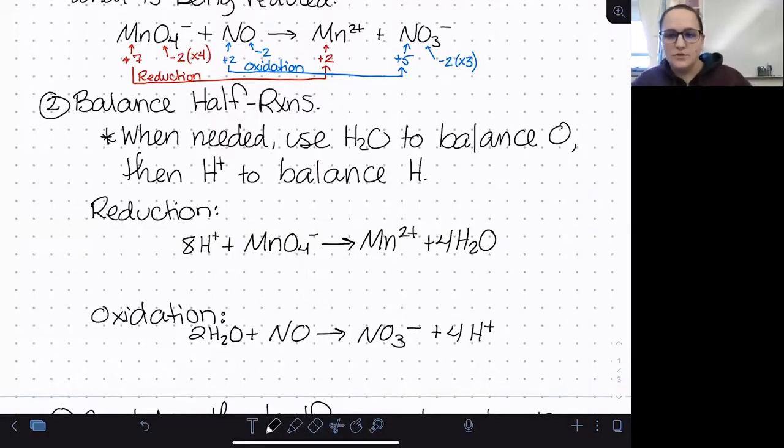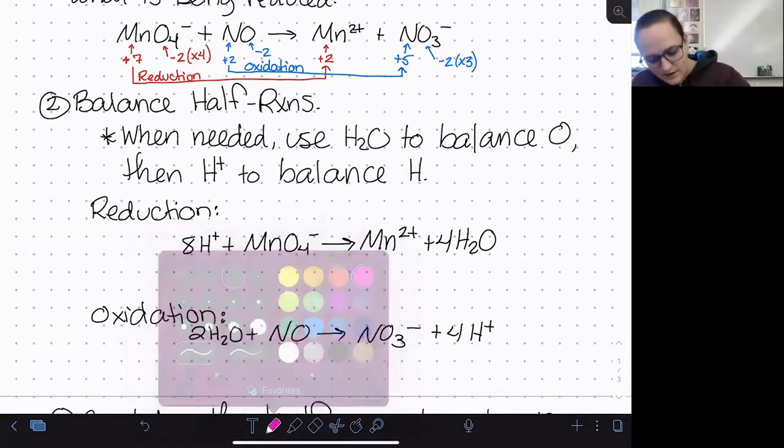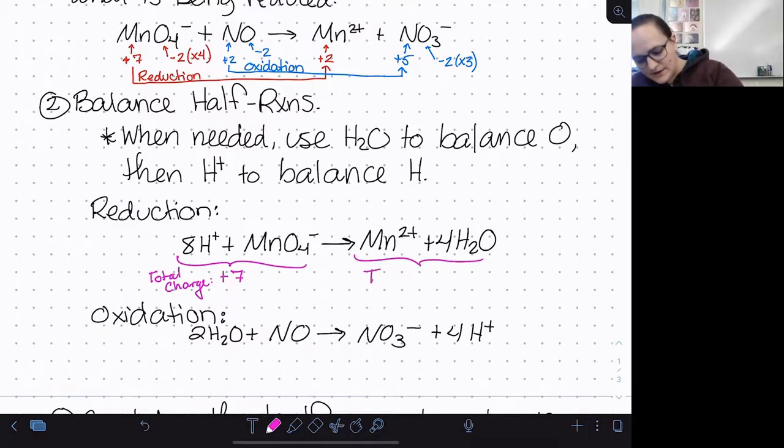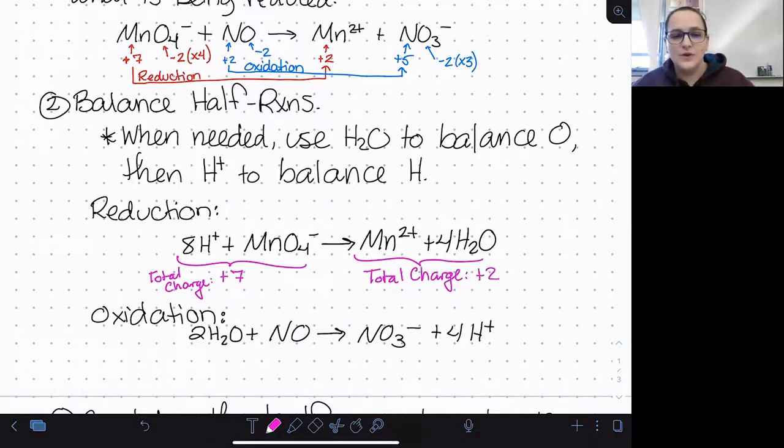So let's look at what our total charges are currently. Right now we have 8 positive charges and a negative charge on the left. So we currently have a total charge of +7. On the right, all we have for charged things is this manganese 2+. So our total charge at the moment over here is +2. So we see that the charge is 5 units higher on the left than it is on the right.